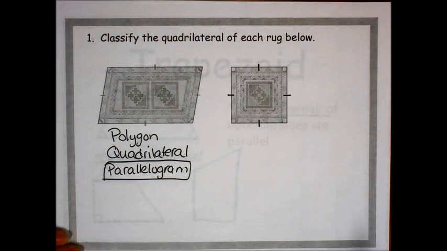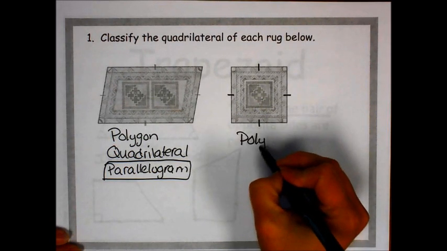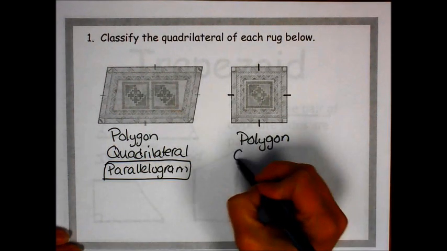Now if you would draw the second one, and notice on the second one, each side has one mark. So I know that all 4 sides are the same. So I can start out in general and say that this figure is a polygon. Since it has 4 sides and 4 angles, I can call it a quadrilateral.